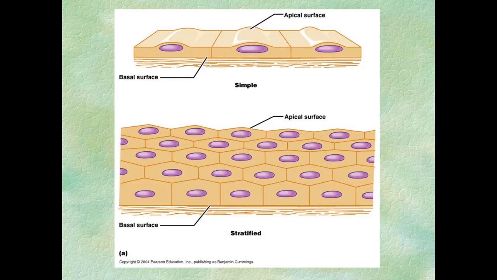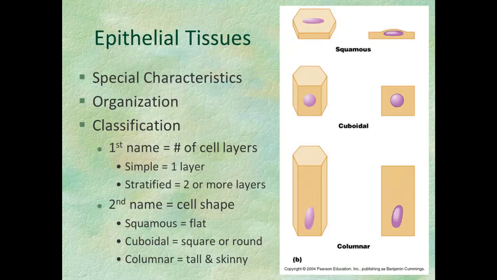This diagram shows you the difference. Here we have a single layer of cells. This would be a simple epithelial tissue, and then below here we have a type of epithelial tissue that's composed of multiple cell layers, and that would be a stratified type of epithelial tissue. The second name of epithelial tissues refers to the shape of the cells, and there's three basic shapes.